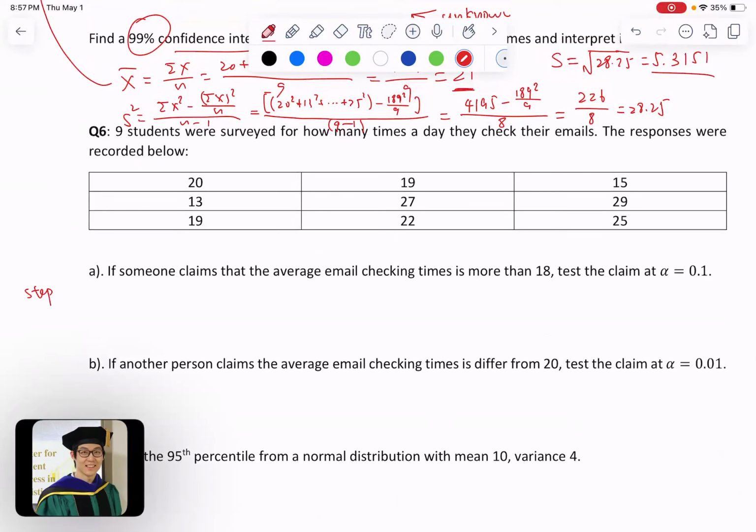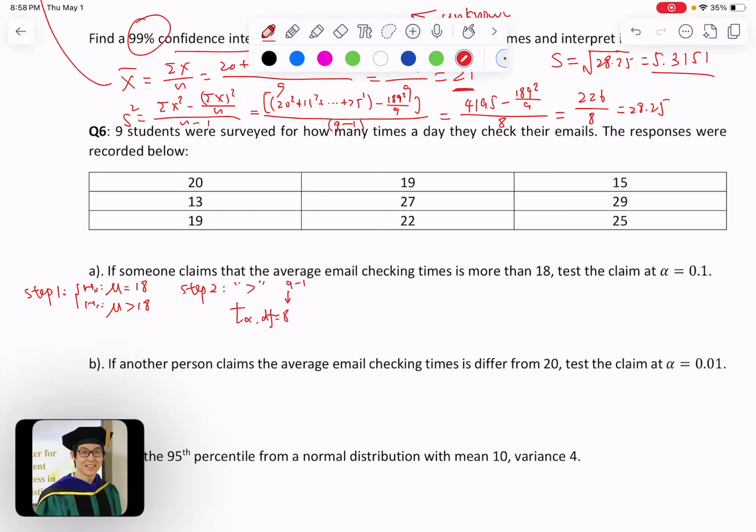So step 1, the null and alternative hypothesis. Null is mu equals 18, and alternative is mu more than 18, right? Step 2, we want to calculate the critical value. Because we have more than, it's one-tailed, so t sub alpha with df equals 8, right? N minus 1.